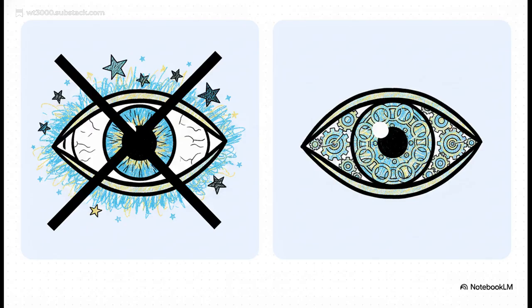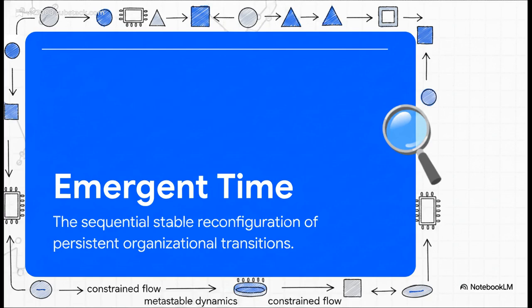of information. And naturally, if we redefine the observer, well, we have to rethink time too. In this view, time is emergent. It is absolutely not some background container that the universe just sits inside of. Instead, time is the sequential, stable reconfiguration of these organizational transitions. Imagine it like basin hopping or metastable dynamics. Time is literally just the geometry of how one stable organization transitions and locks into its next state.